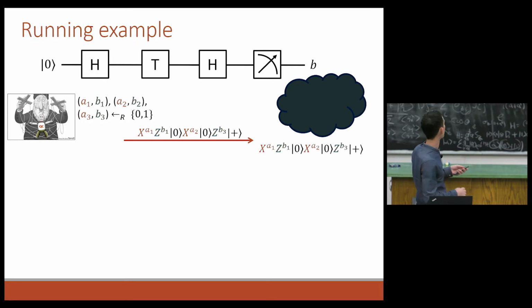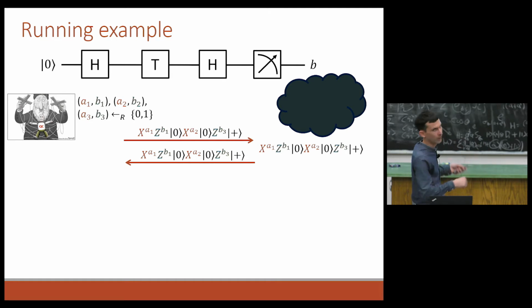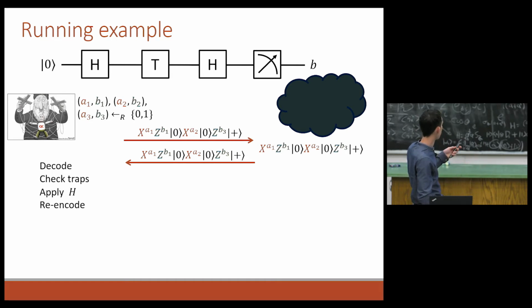Then I tell it, okay, look, now it's time to apply the first gate, so give me back the qubit. If it was a circuit with more qubits, I would tell it which qubit I need, but here there's just one qubit, so it just ships it back to me. Now I want to apply the gate. So how do I apply the gate?